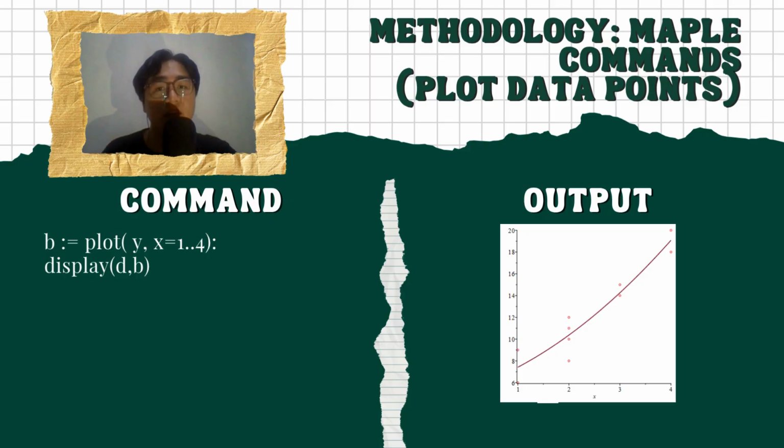Now we just take the equation and put it into our point plot that we did before and plot it, and we will get a line that curves from 7, I think it's 7.5, up until 19, and that being the y, and the x would be from 0 to 4. And that's it for our plot data points Maple command.